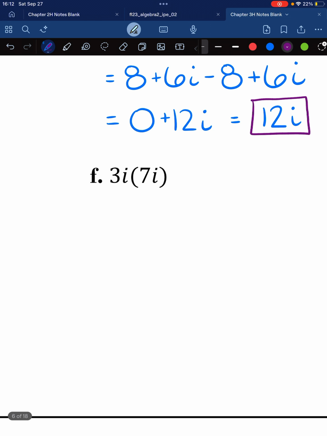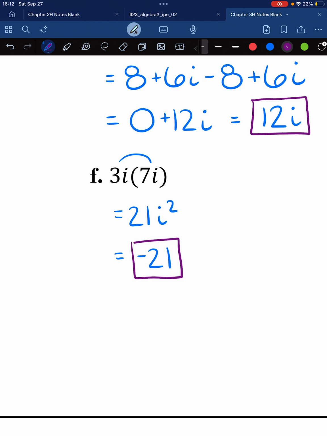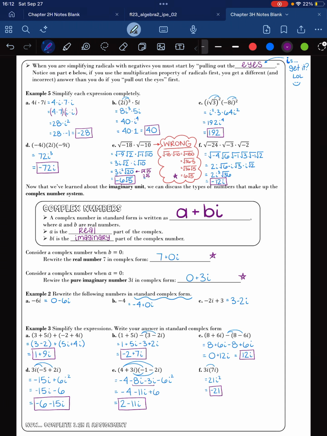And we just have one example left. F. There's just one little term there. 21 i squared is negative 21. And we're done.